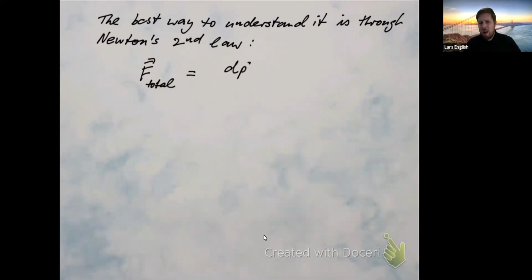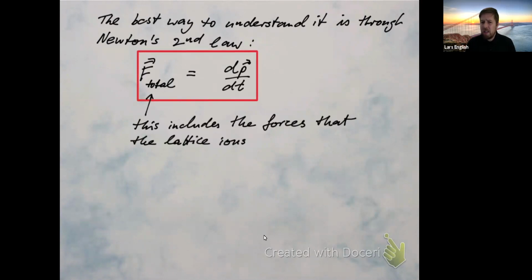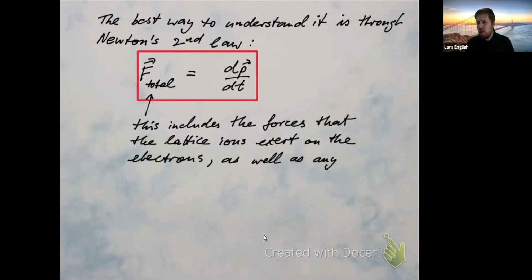And so classically speaking, Newton's second law is valid. So F total is equal to the change of the total momentum, the full momentum, with respect to time. So this total force includes all the forces that are exerted on the electron, which also includes the forces that the ions exert on the electron, right? So the lattice ions will, of course, exert forces on the electron.